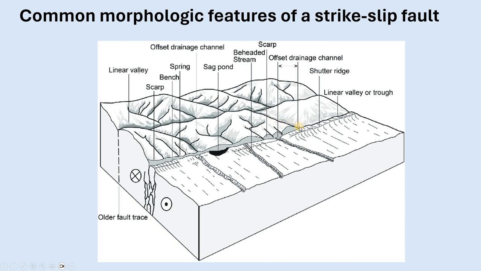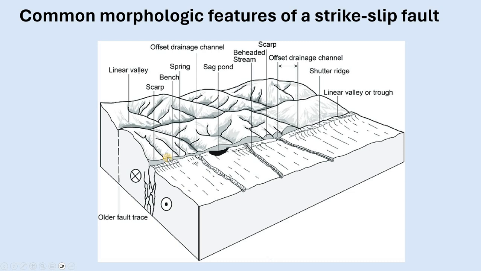This river was coming out here and continuing. Now that continuation is now here. This is literally an offset drainage channel. It's been moved across the fault. Of course, we also have fault scarps. Another important thing that we're going to see here is springs.